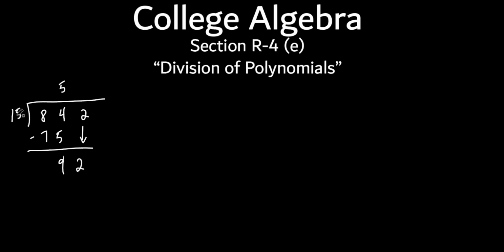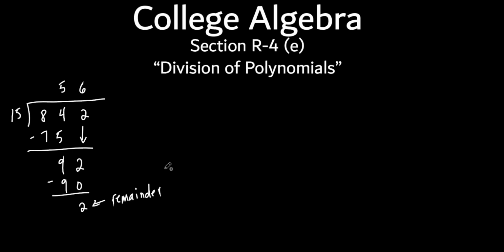Now we say, how many times does 15 go into 92? It goes 6 times because 15 times 6 is 90. What do we do with that 90? We subtract. Subtract, you get a 2. There's nothing else to bring down, so this is our what? Remainder. I'll write that down.